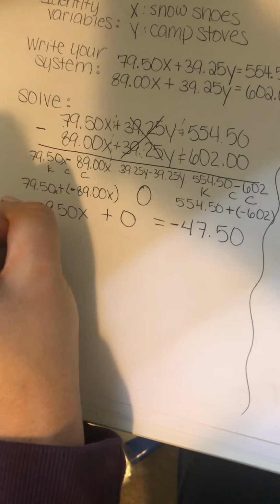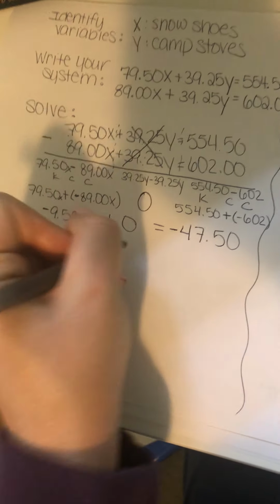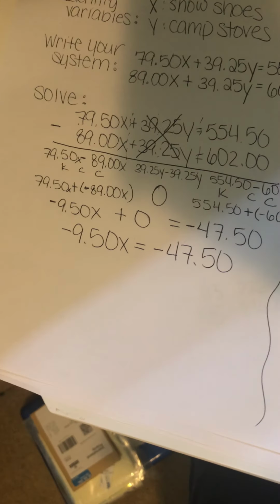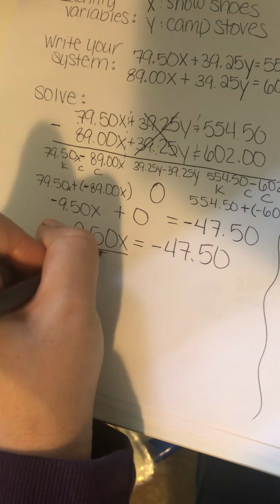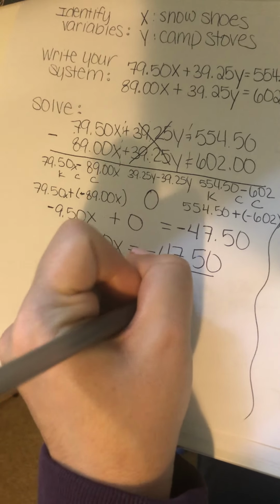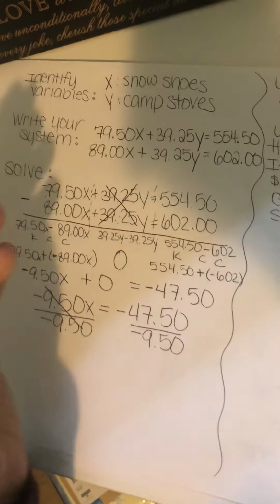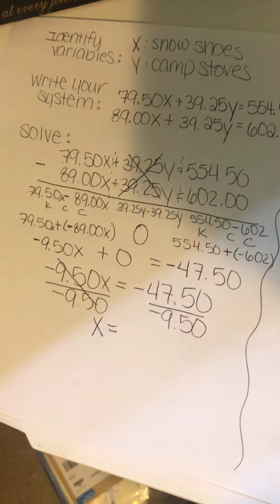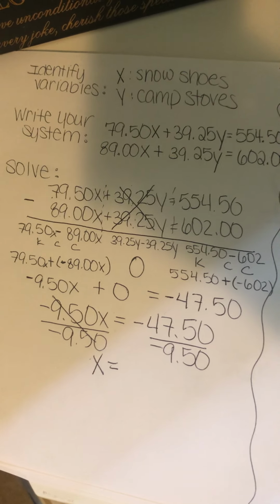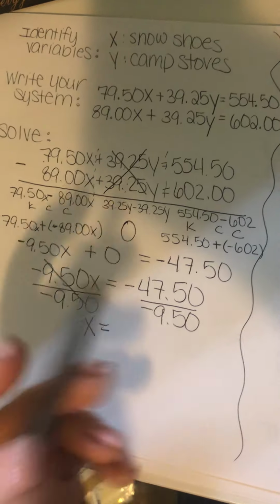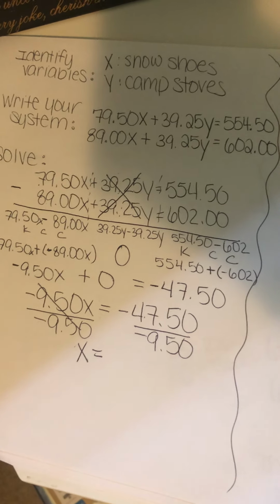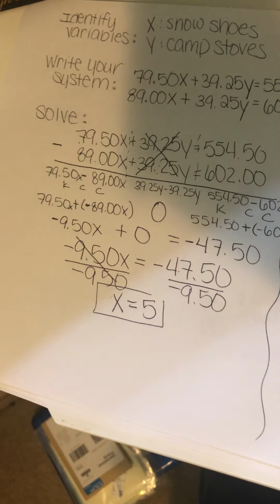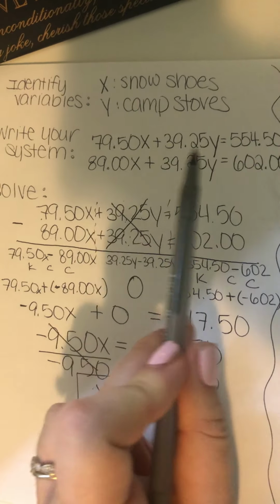Now, we're going to rewrite our equation without that 0. So I have negative 9.50x equals negative 47.50. And then to solve for x, I'm going to divide by negative 9.50. Now remember, we made our variables snowshoes and camp stoves. So I should definitely get a whole number here because we're talking about items. It wouldn't make sense to get a decimal. You're not going to pay for half of a snowshoe, right? So when we divide, using reasonability, I should expect to get a whole number, which I do. That answer is 5.